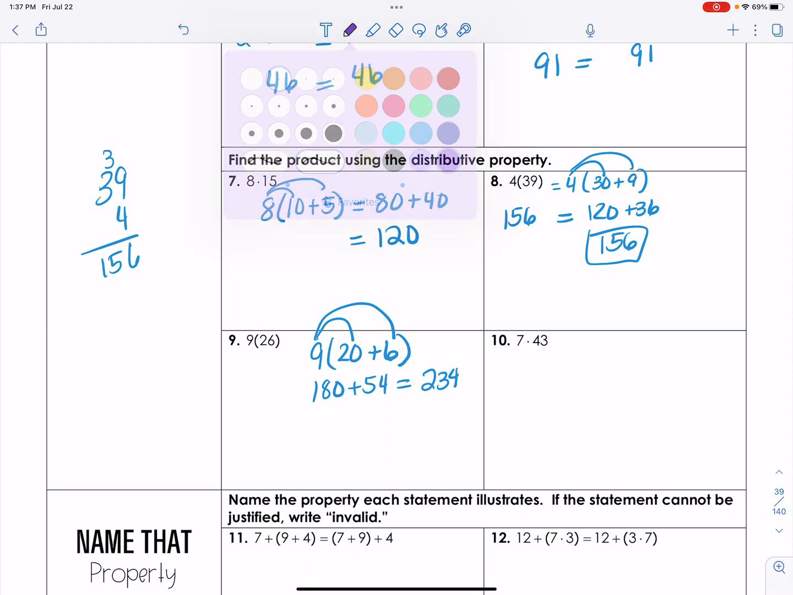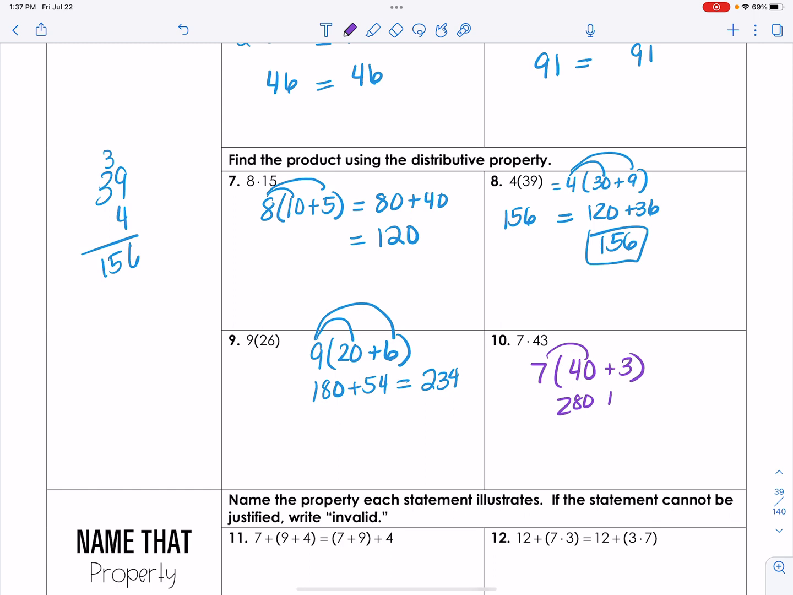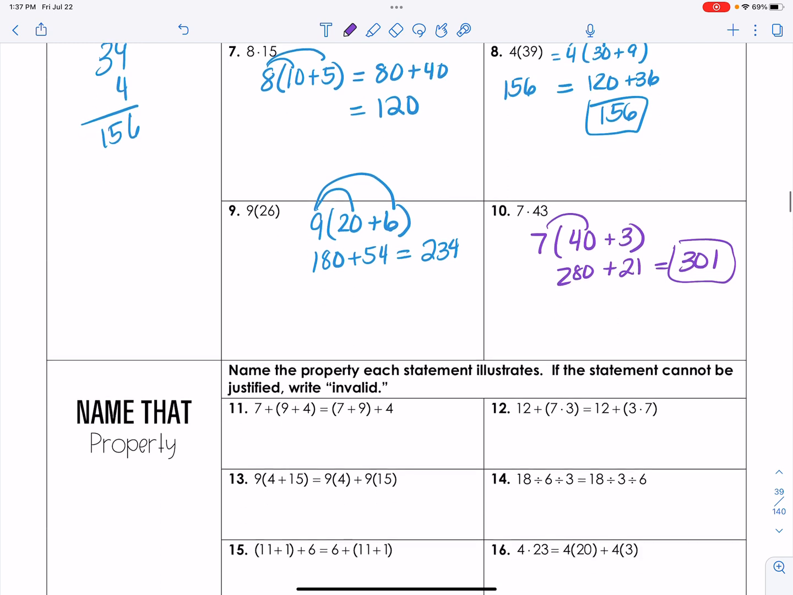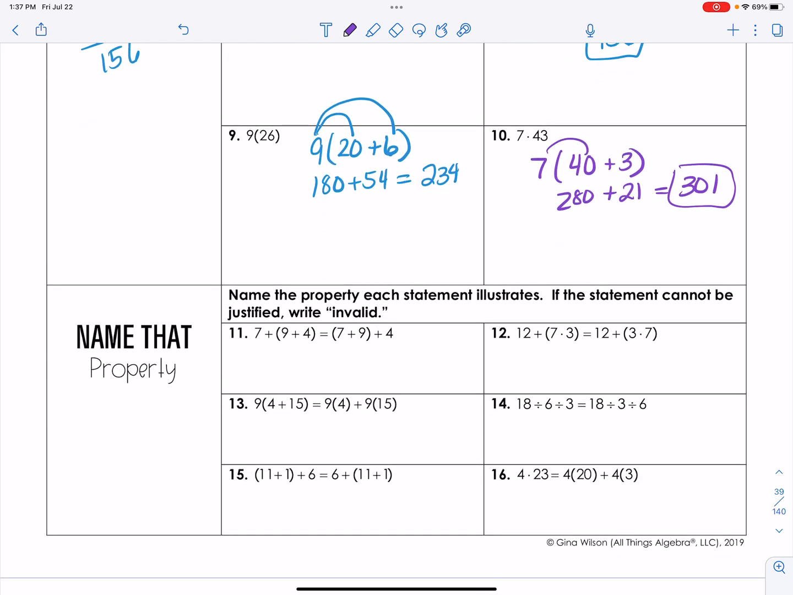Again, if I try this, this is a big number, so I would do 40 plus 3, because that's 43. 7 times 4 is 28, and then you add a 0, plus 21 ends up being 301 when I add it, because I can add that in my head. So the distributive property isn't something I use all the time, but it is something I use when I'm multiplying bigger numbers.